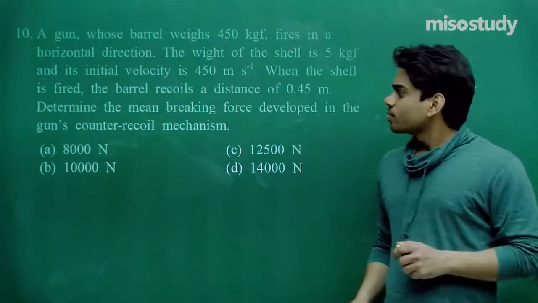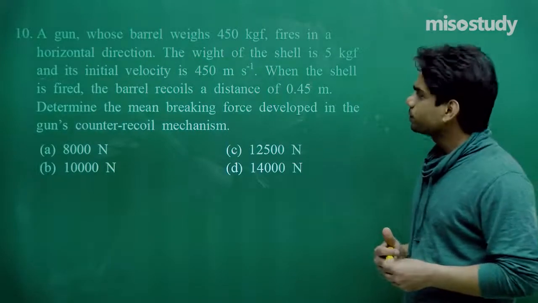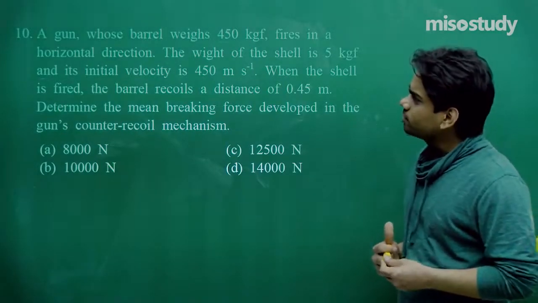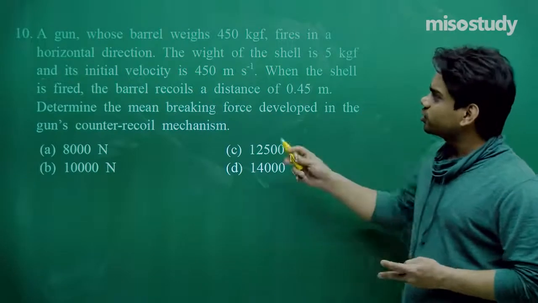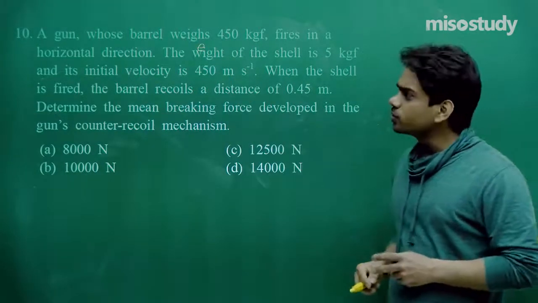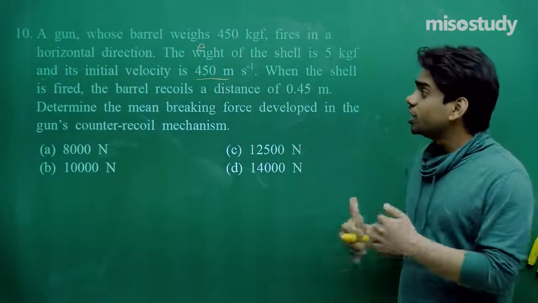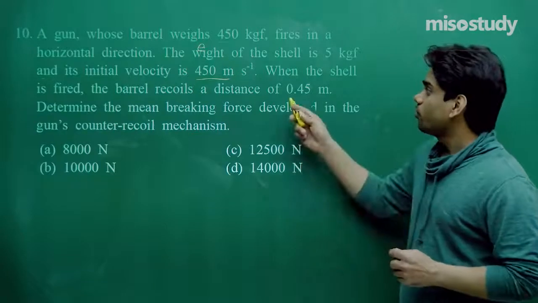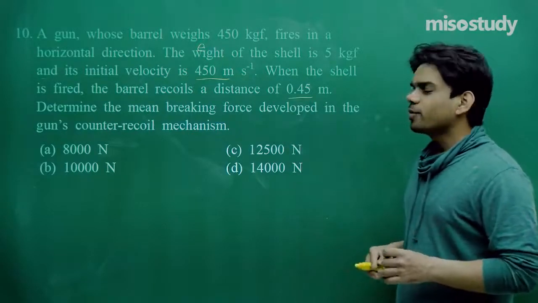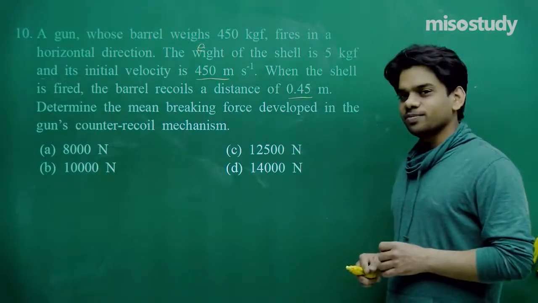Question number 10. A gun whose barrel weighs 450 kilogram force fires in a horizontal direction. The weight of the shell is 5 kilogram force and its initial velocity is 450 meters per second. When the shell is fired, the barrel recoils a distance of 0.45 meter. Determine the mean braking force developed in the gun's recoil mechanism.